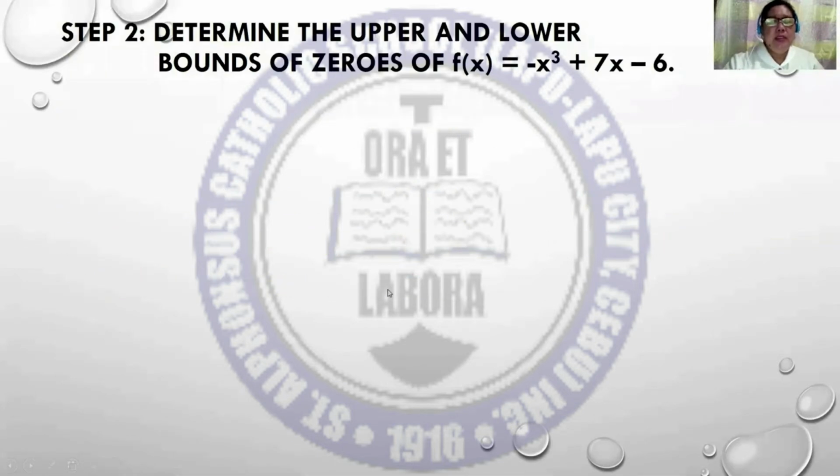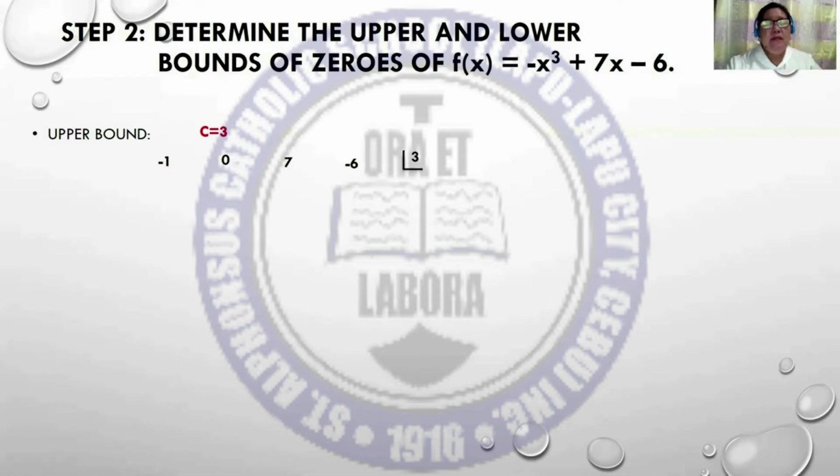For step 2, determine the upper and the lower bounds of zeros of the given function. For the upper bound, we can have c is equal to 3. Then, identifying the coefficients of the function, we have negative 1. Then, the exponent here is 3, so we need to replace 0 for exponent 2. So next to negative 1 is 0. Then you write 7 followed by negative 6. And c is positive 3.